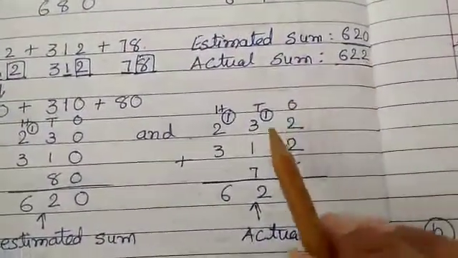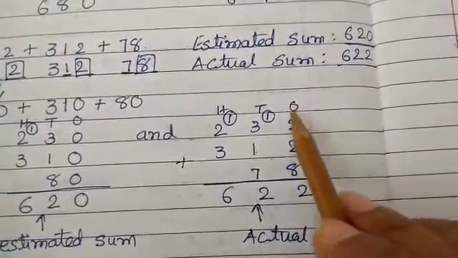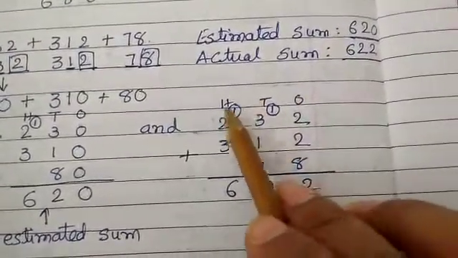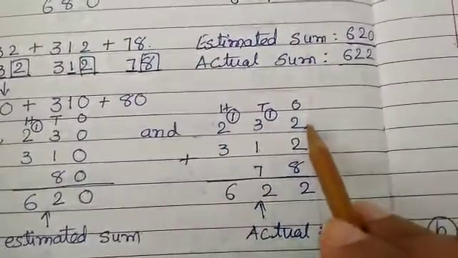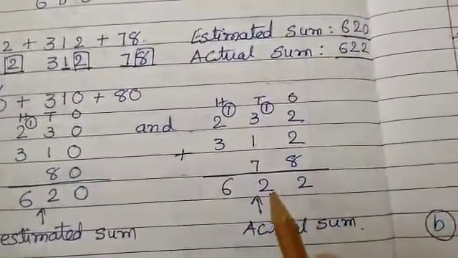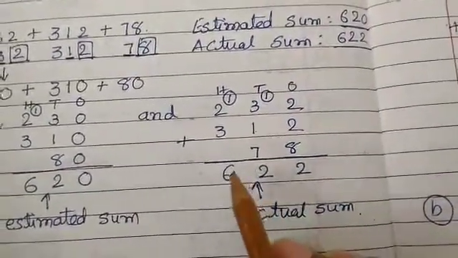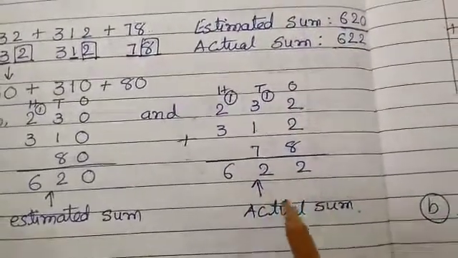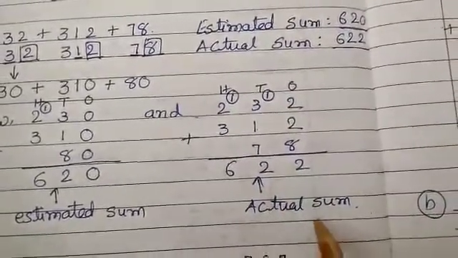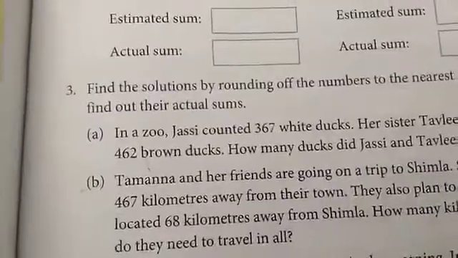And to find the actual sum, here we have made the columns of ones, tens and 100, arranged the numbers below numbers and simply added the numbers. Answer is 622. This is called the actual sum. I hope this is clear.